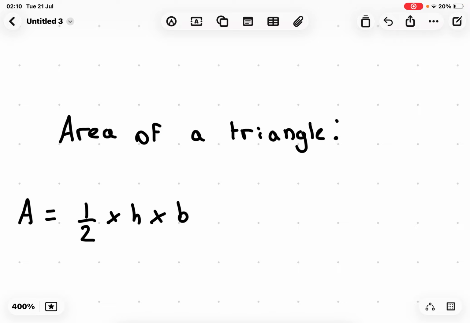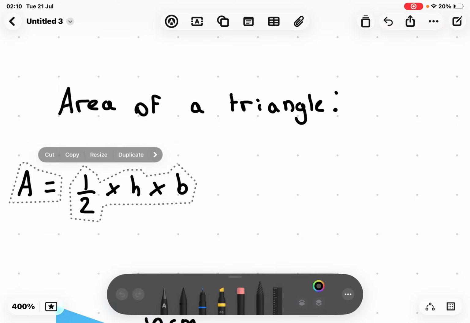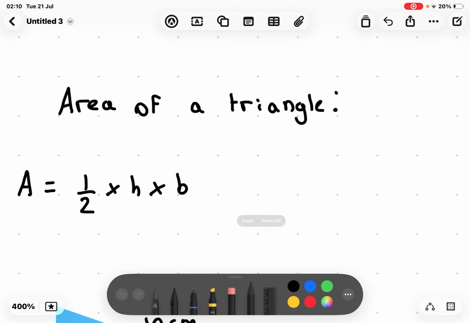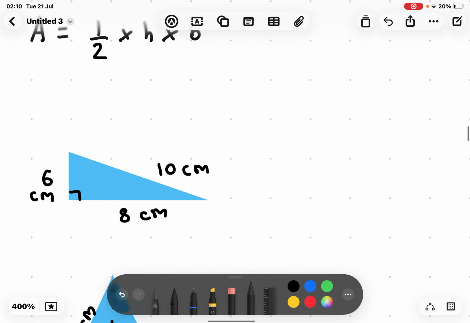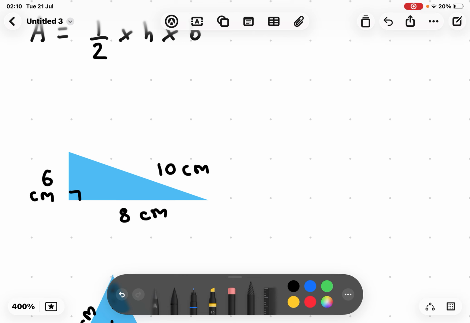Hello, now let's talk about the area of a triangle. Basically, the formula is 1/2 times the height, but the perpendicular height, the proper vertical height, not this, the actual height, times the base. So for example here, we use this height, not this length. This is the actual height.